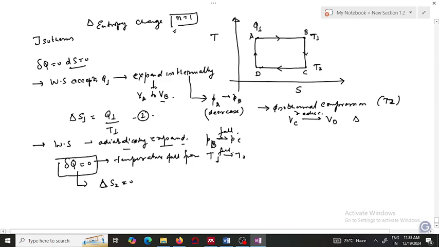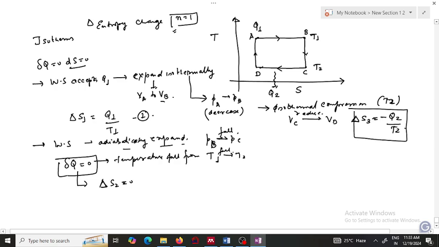And in this process, the change in entropy delta S3, if heat is rejected, and let's say the heat rejection is Q2. So in this particular process, when the working substance isothermally compresses from C to D at temperature T2, there is a reduction of volume from Vc to Vd, and there is a heat loss. Heat lost, I'm taking as negative, so this will be minus Q2 upon T2. So the change in entropy would be minus Q2 upon T2.